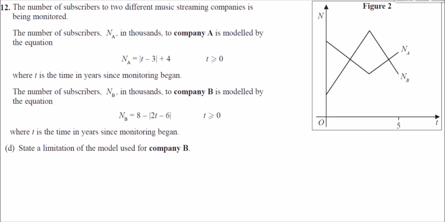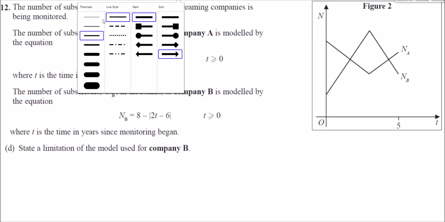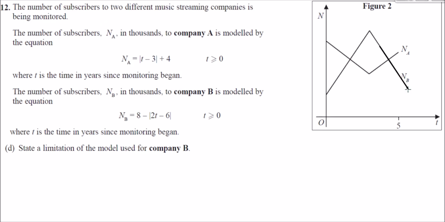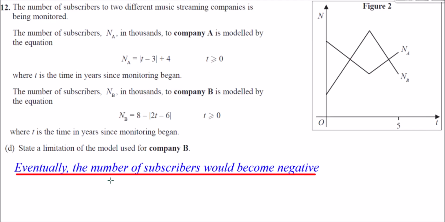But of course, if you can see here, if this were to carry on indefinitely along the same trajectory, number of subscribers would eventually go towards a negative, which would be impossible. You could have 0 subscribers if a company folds or is non-existent, but a negative number of subscribers is absolute nonsense. So therefore, that's a limitation of a model. At the very least, it would need to be refined before it gets to this point. So to put it simply, a limitation of a model is eventually the number of subscribers would become negative, which of course would just be absolute nonsense.